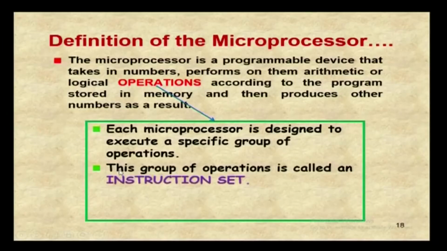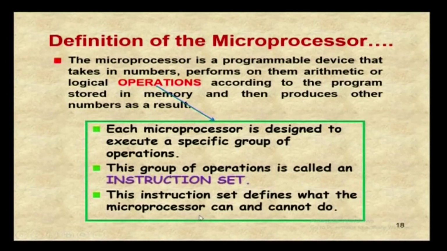So, the group of operations, these logic operations, arithmetic operations, and data transfer operations, are called the instruction set. A microprocessor can strictly follow only the instruction set that has already been decided by the manufacturer. Different companies make microprocessors. In this subject, as per your syllabus, you are going to study the 8085.